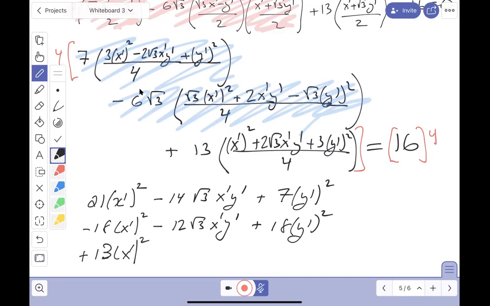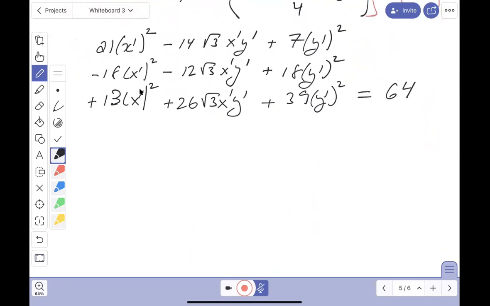I make mistakes too, I'll be honest with you. If this doesn't work out, I'll say I made a mistake. And what do you get there? 26, don't you? Wow, it's getting really tough, isn't it? And 39. And let me do the right side now. And what's 4 times 16? Let's see, 40, 64. That's not so bad.